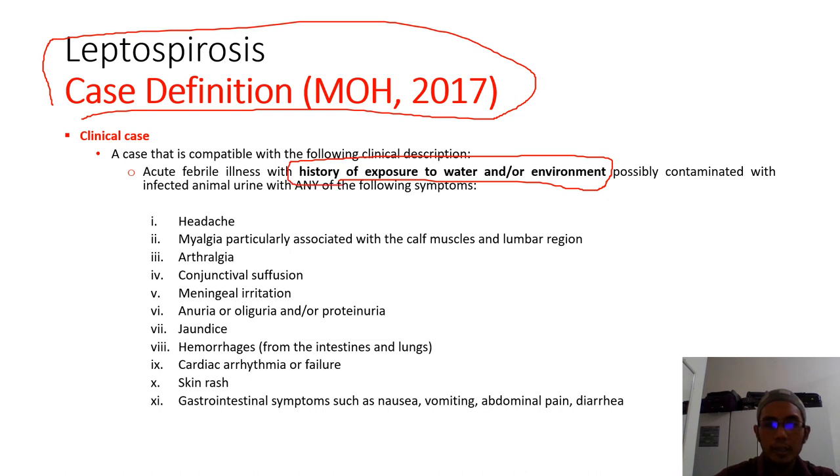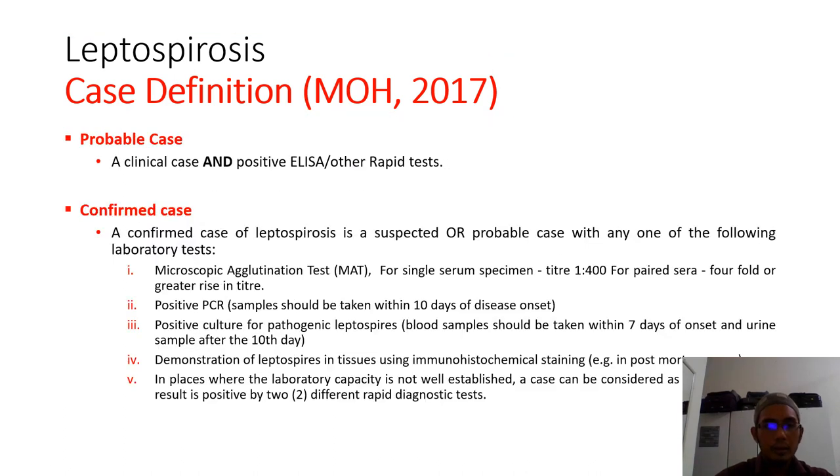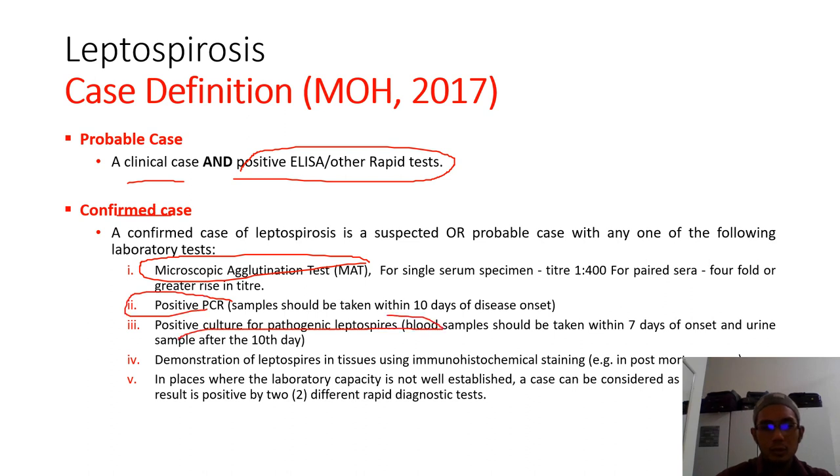You need to focus on the history of exposure to the water with the symptom. A probable case is when you have the clinical case definition plus a positive ELISA or other rapid tests. A confirmed case, of course, you need to confirm using MAT. You can also confirm using PCR and also culture, depending on what sample you take.